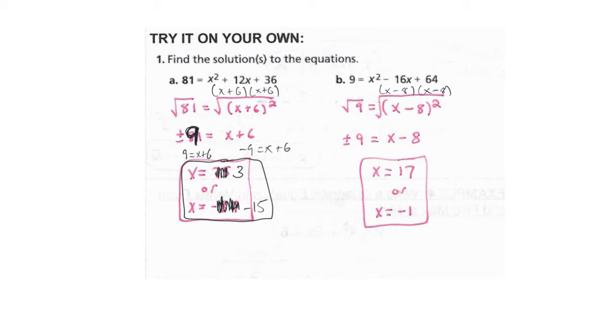The next one, again, it's positive 3. I don't know why I wrote these wrong, but we get 3 equals x minus 8. We add 8 to that, so we get x equals 11. And then negative 3 equals x minus 8. We add 8 to that, we get x equals 5. Those are our solutions. So don't make the mistake I made on this.